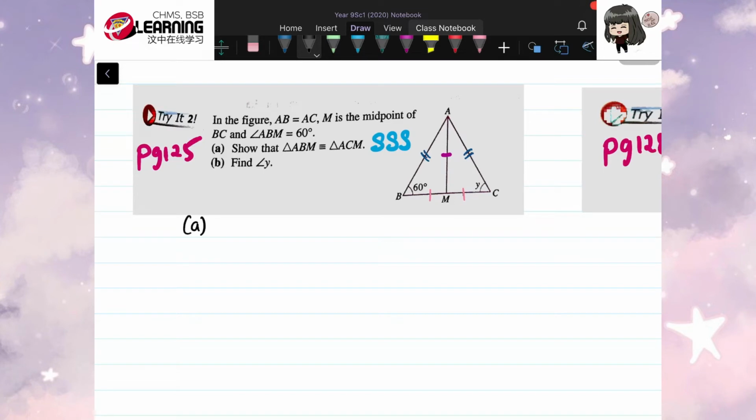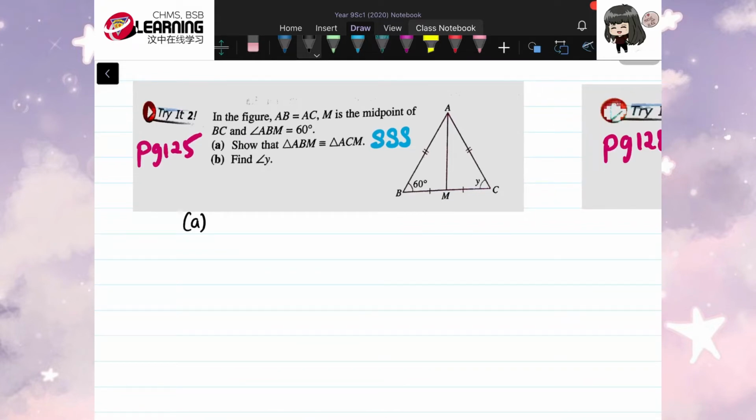So part A, to show that SSS, side. Why is it side? I mentioned that already because we are given all the three sides already. Three corresponding sides are the same. They gave us that. So the first side that they gave us, it can be not in order, as in not first, second, third. For example, AB, AC, you can mention this first, or you can mention BM, MC first. But the naming of the side must follow the order.